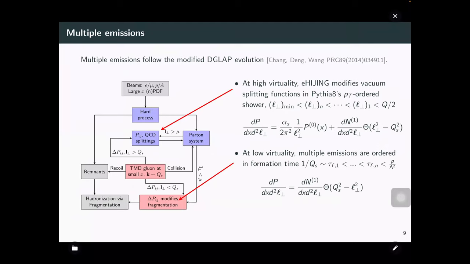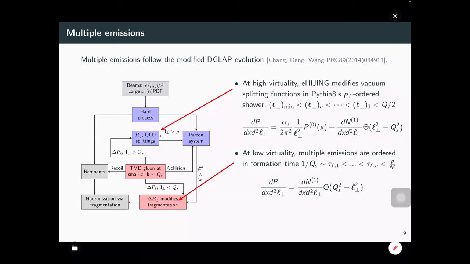In terms of the event generator, in the high virtuality part, if the splitting involves a large separation of the transverse momentum of the two daughter partons, we directly added this medium modified splitting part into the PYTHIA splitting functions, so that when PYTHIA generates this kT-ordered parton shower, it will include these medium corrections, which can be either positive or negative depending on the phase space.